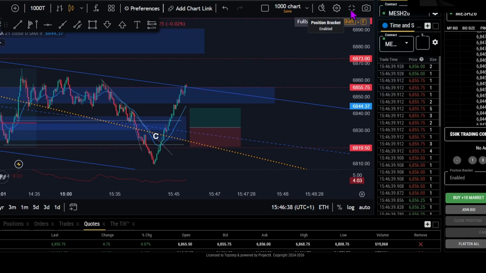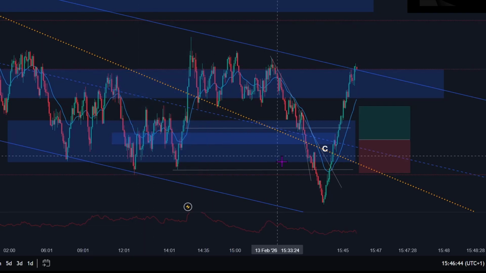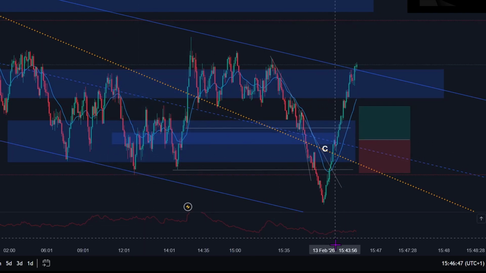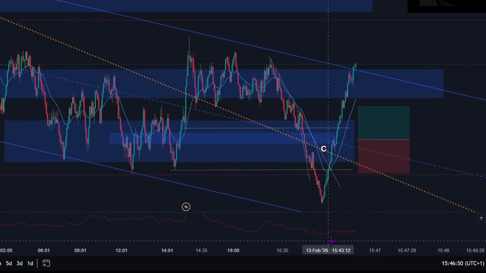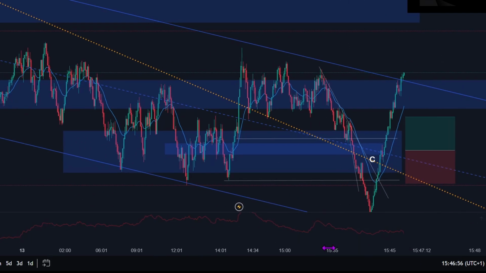This is the rotation I meant before. So we were expecting a rotation, and at the beginning I took the trade quite late, but it was pretty clear that they were moving price back up again. And that's it. That's the trade.